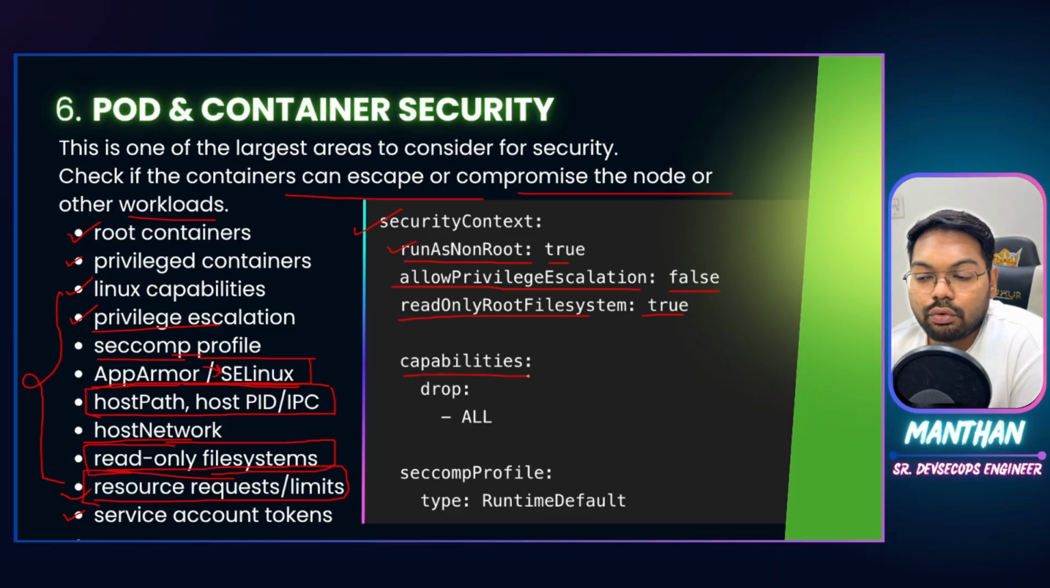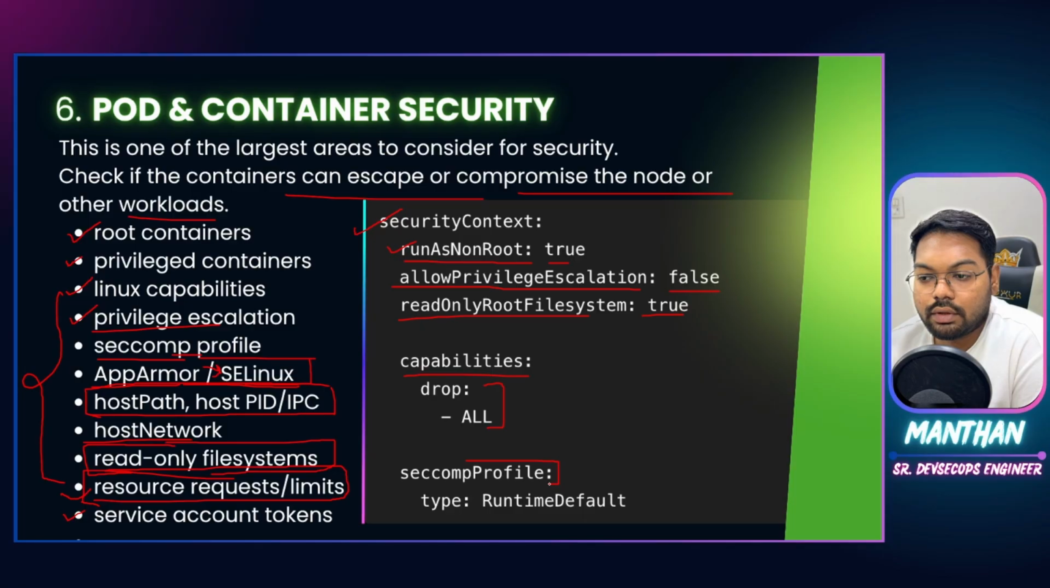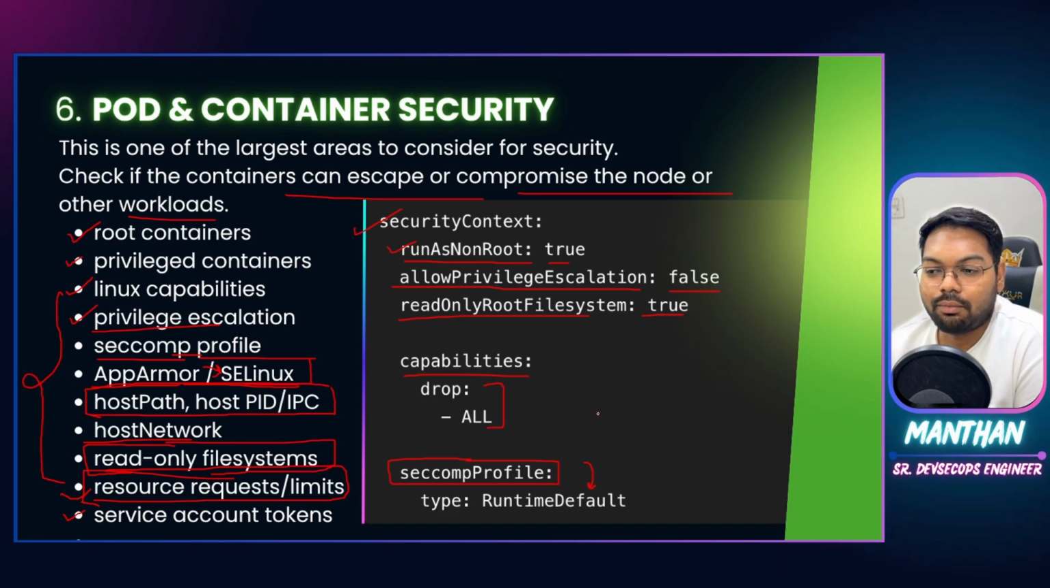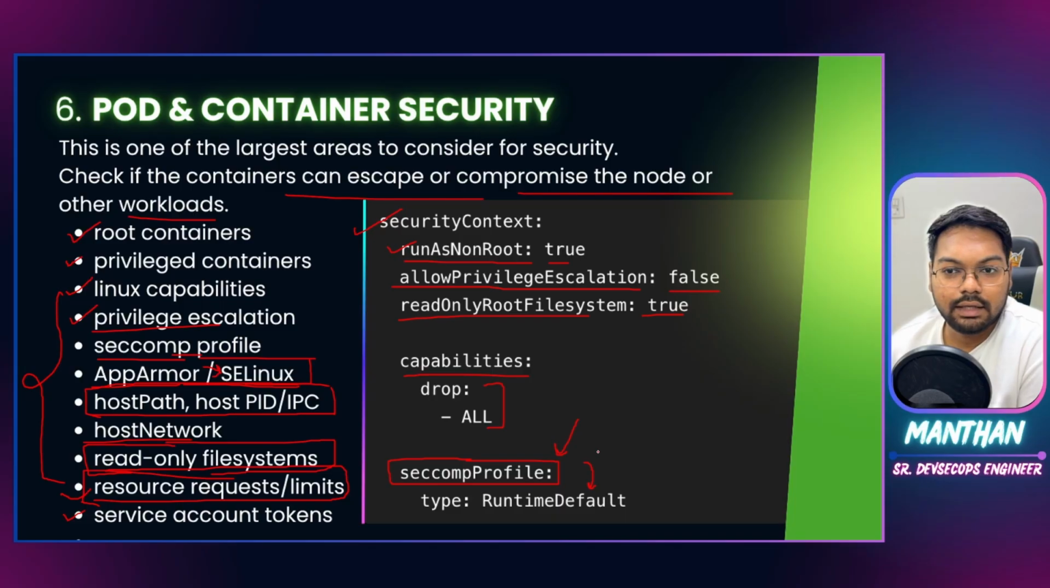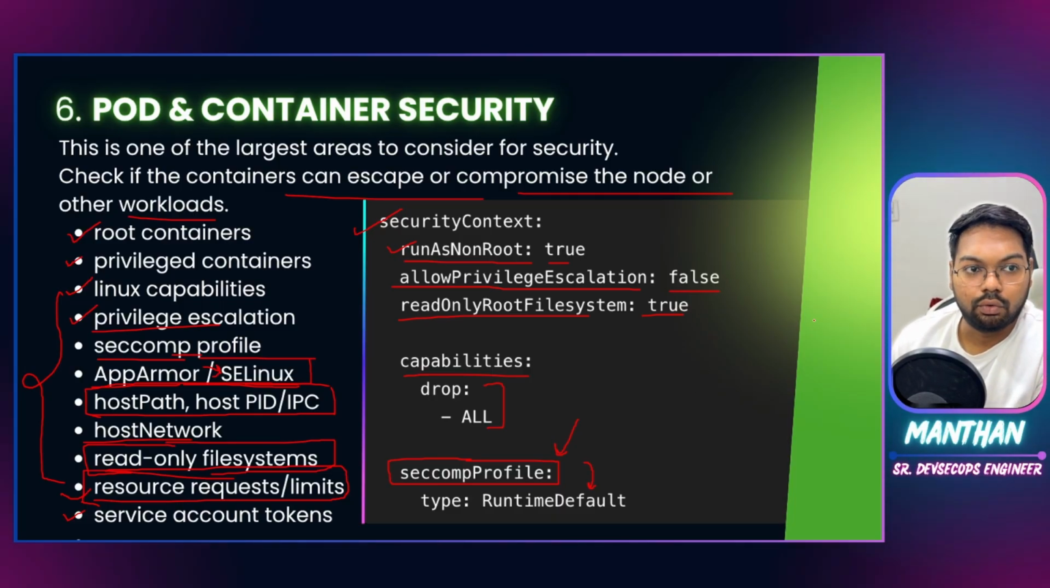Then you should drop all the Linux capabilities. Okay, PIDs, GIDs, IPCs, and all of those different things. Then the seccomp profile should be a runtime default. Another one is local, and then I don't remember the third one. So you can look up these different seccomp profiles. There are three basically, and you can set it for your workloads.